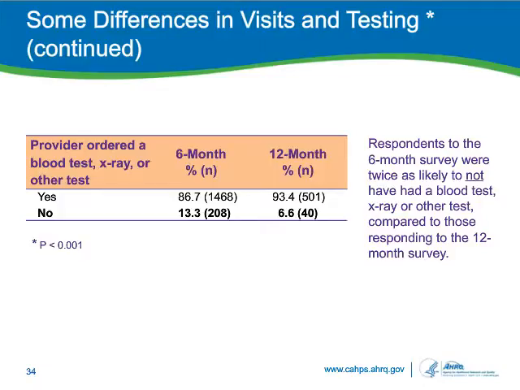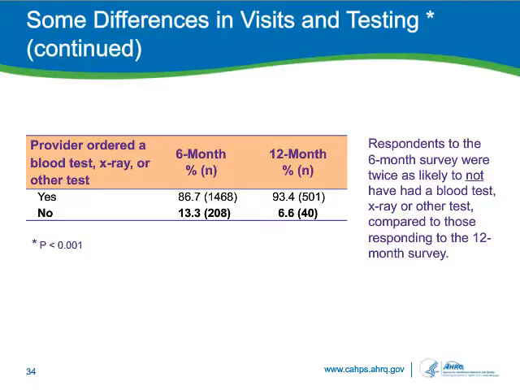And then the probability of someone reporting on a blood test, X-ray, or another test. Respondents to the 6-month survey were twice as likely to not have had one of these tests. In the 6-month survey, about 13% of respondents said that they had no test ordered for them. In the 12-month survey, about 6.6%. So there's almost a doubling rate of not having a test, to use double negatives.